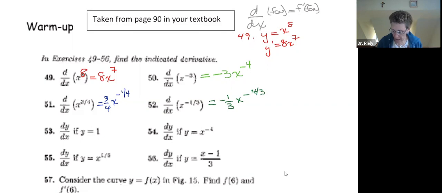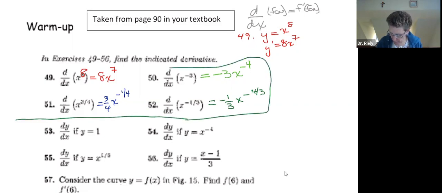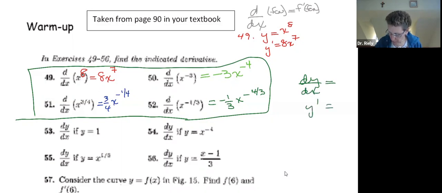Okay, keep going. Now they changed the notation. So I'm going to box off, this is Leibniz notation. The next is dy dx. Okay, dy dx is just like y prime. It's just like f prime of x. They're all the same category. Okay, so it's saying find dy dx if y equals 1. So you would then say dy dx equals 0.